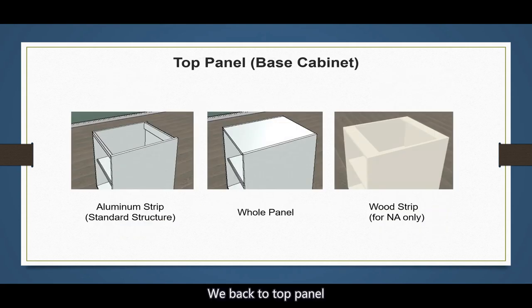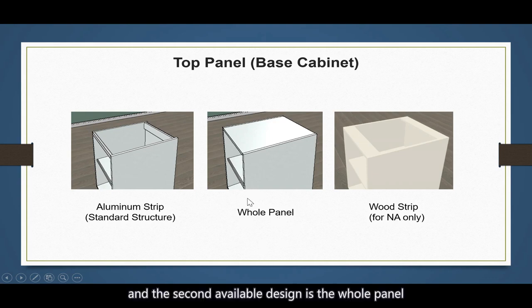Alright, we're back to the top parts of the base cabinets. Now we want to take a look at why the structure is like this. The first one is our standard structure. We have the aluminum strip in the front, plus two wood strips, one up here and one down here, plus the 3 millimeter back panel to hold the overall structure.